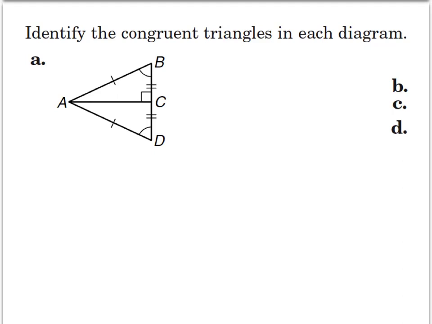Here I have two triangles. They kind of share a side, and I need to identify the congruent triangles by their names. So I've got a triangle on top, a triangle on bottom. It doesn't matter which one I start with, but I'll just start with the top one for fun. So I've got, let's say, triangle ABC.